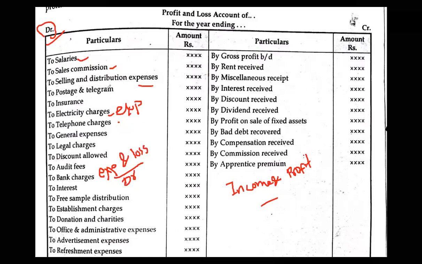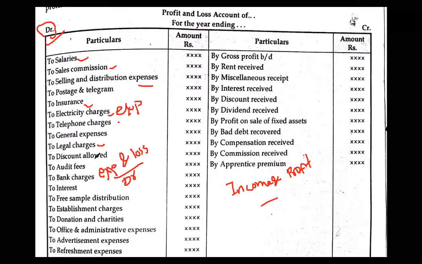Okay, postage and telegram. Whatever telegram, telephones, okay, so postage, you have to send a letter to someone, and there also it costs money, 10 rupees, 15 rupees. Okay, so you have to do courier. Okay, so these are all the expenses. Insurance, that means these are also expenses. So legal charges, I told you charges means expenses.